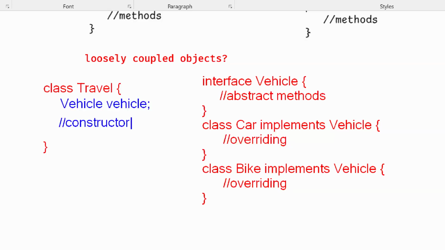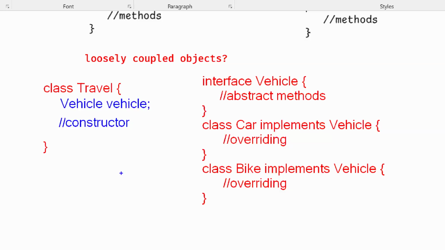You know, parameterized constructor. Tell me, while creating the travel object, to the constructor I can pass what object? Car object. Then there is a coupling between what and what? Travel and car. Suppose while creating the travel object, if I pass a bike object, there is a coupling between travel and bike object. Are you able to follow me now?